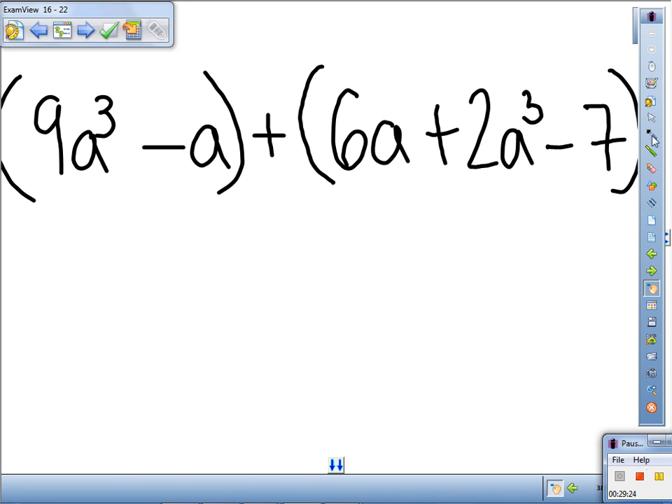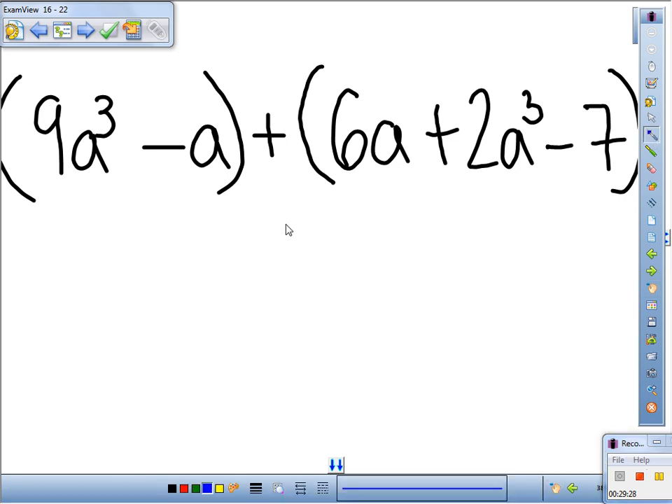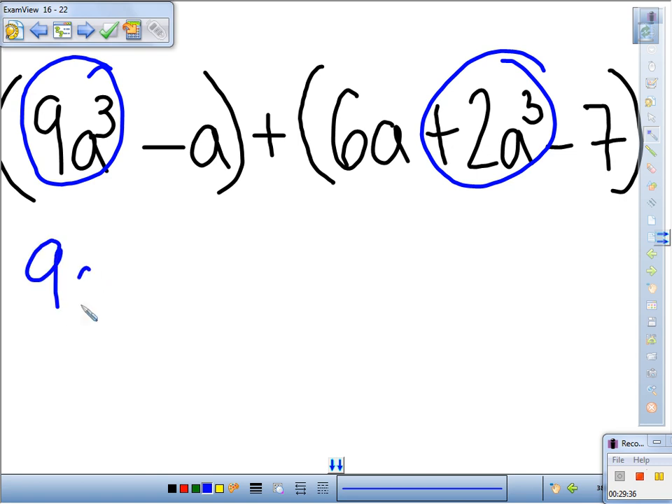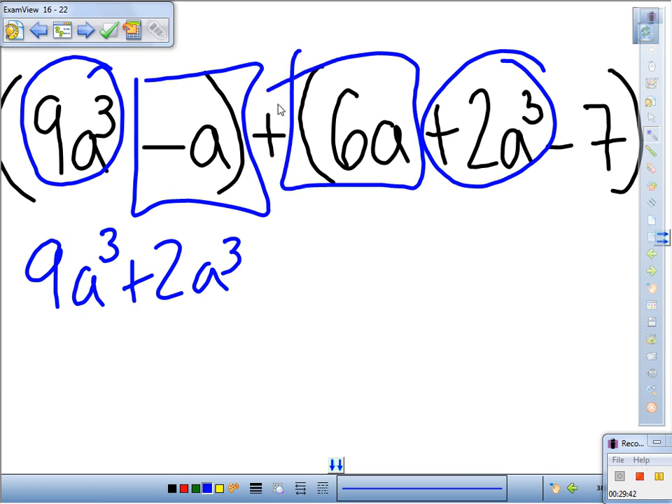Okay, here we go. Do we have addition between both of them? Yes. Is there a number outside the parentheses? No. So I'm going to start with this one. Which one is like that one? That one. So I'm going to write 9A cubed plus 2A cubed. Which one is like this one? This one. So I'm going to write negative A plus 6A. And then I bring down the what? Negative 7. That was the commutative property of addition.